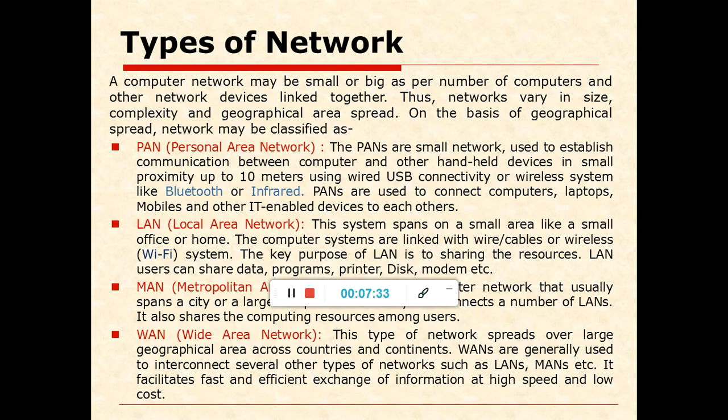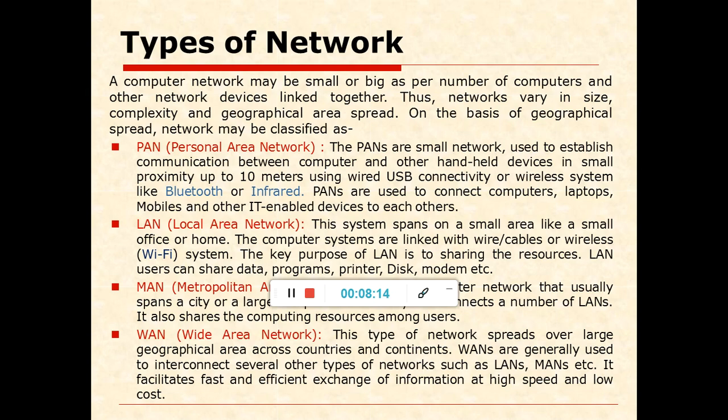So for example, Bluetooth. We can connect from a system to a smartphone using this Bluetooth technology. Bluetooth technology is an example of PAN. And the next one is infrared. The best example for infrared is a TV remote control. Personal area network coverage is up to 10 meters. These PANs are used to connect computers, laptops, mobiles and other IT enabled devices to each other. So this one is a short range network.